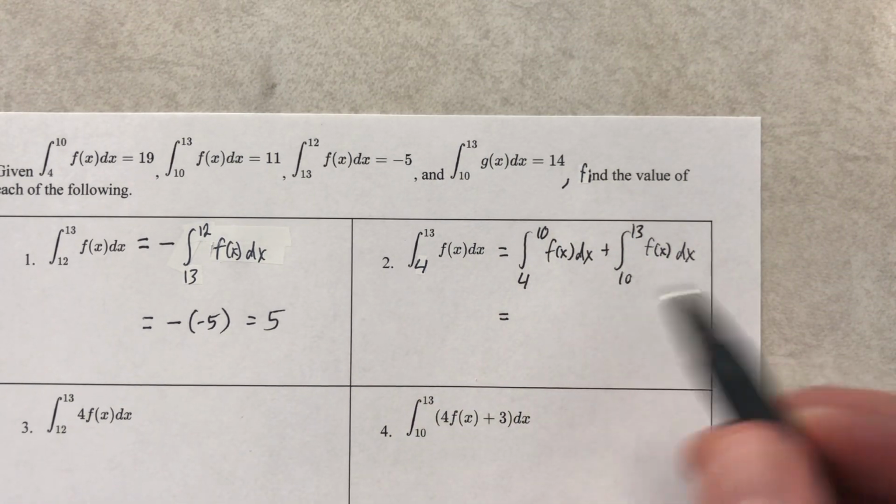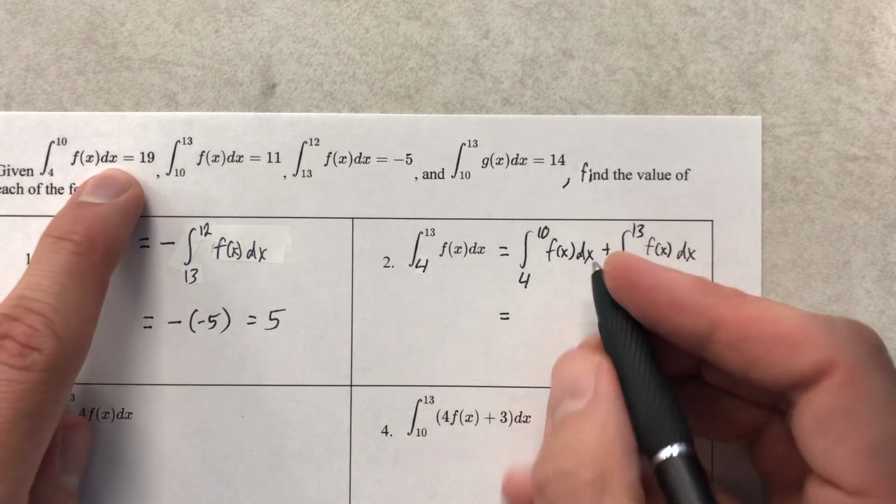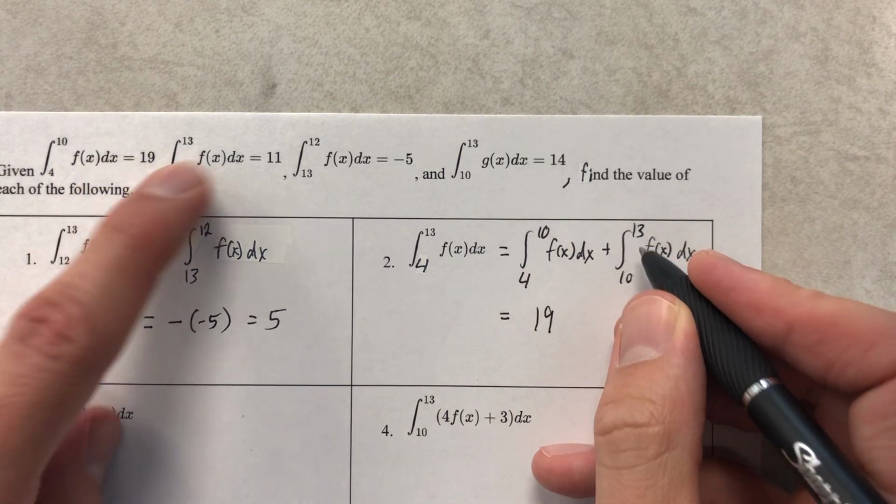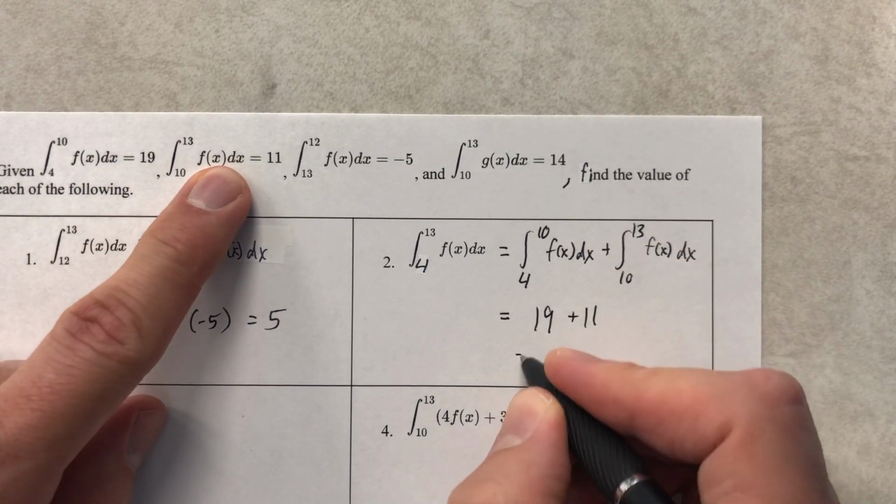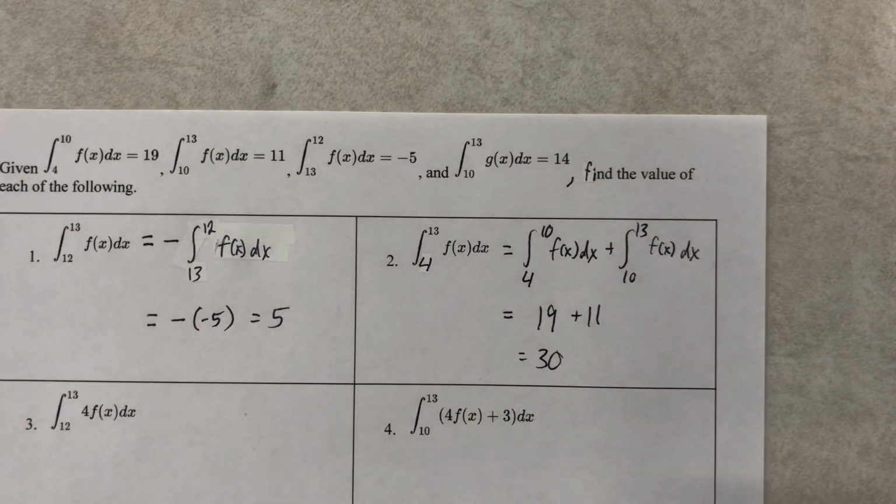I'm just showing you how the properties come in handy. From 4 to 10, it's 19. And from 10 to 13, it is 11. And that is indeed where we get 30 from.